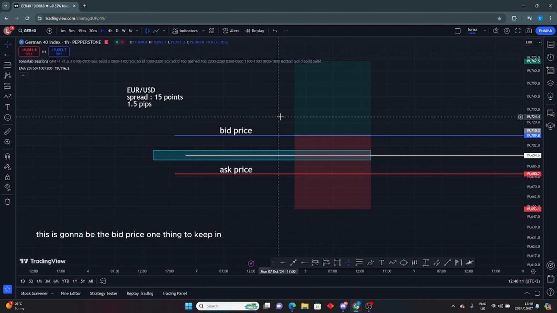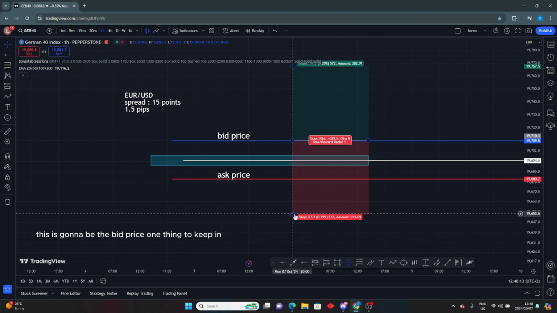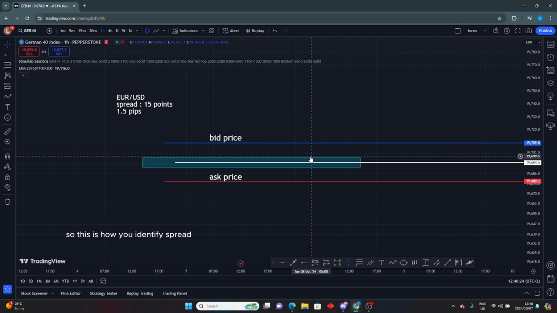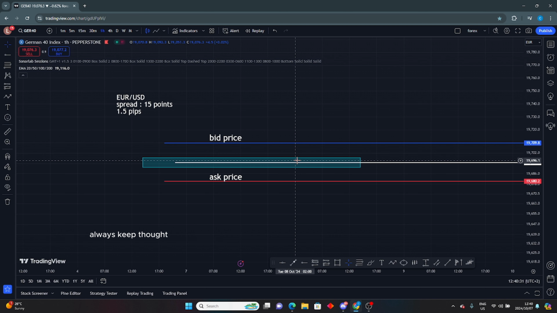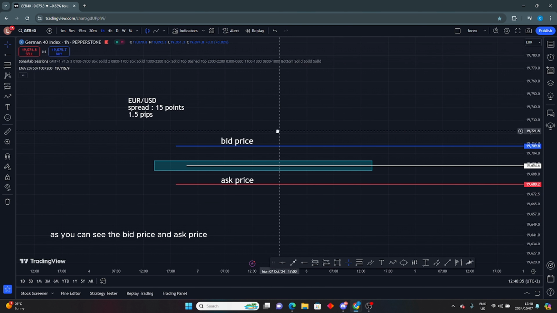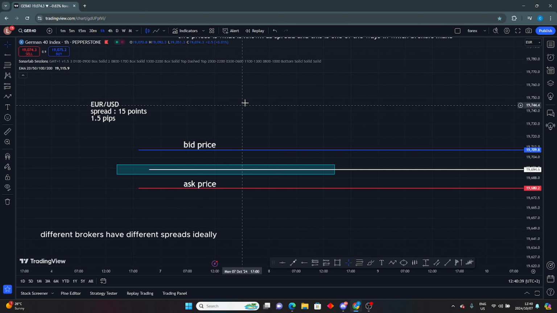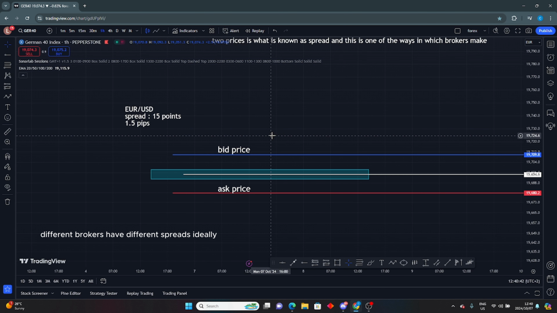So keep in mind, if we are entering a buy, this is going to be the bid price. This is how you identify the spread, basically what the bid price and the ask price are. So this is what the spread is. As you can see, the bid price and ask price is where the broker is going to be entering you. Different brokers have different spreads.